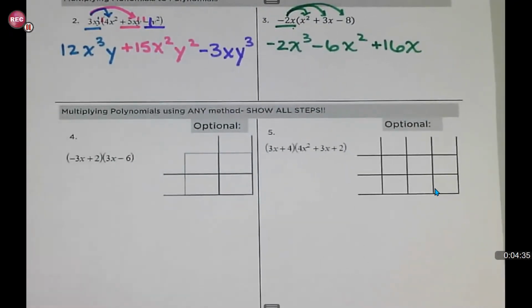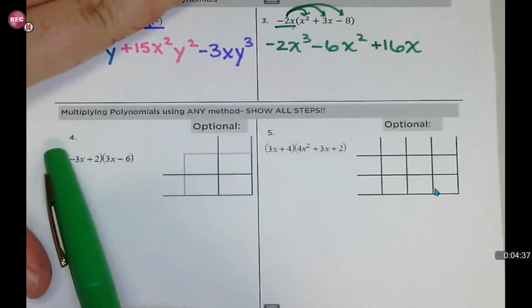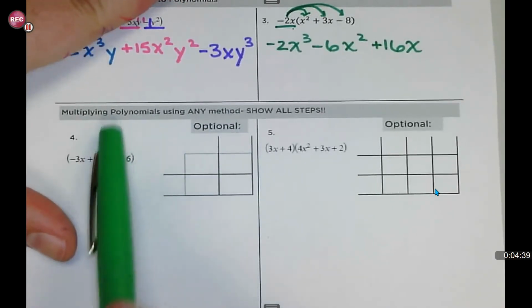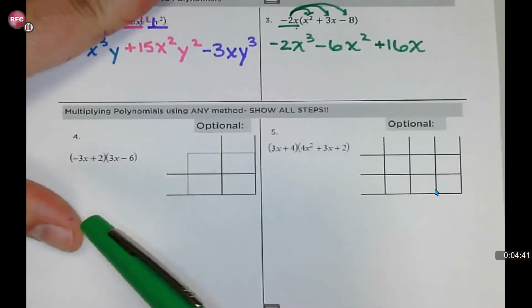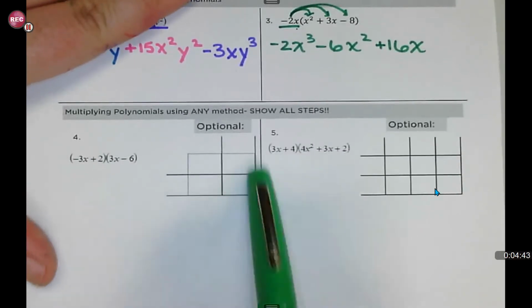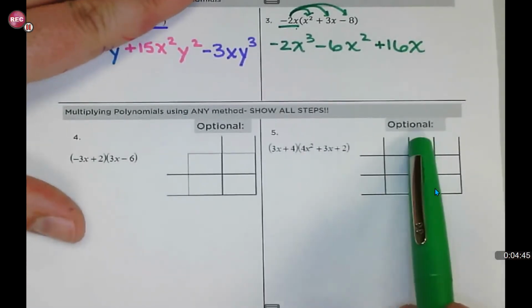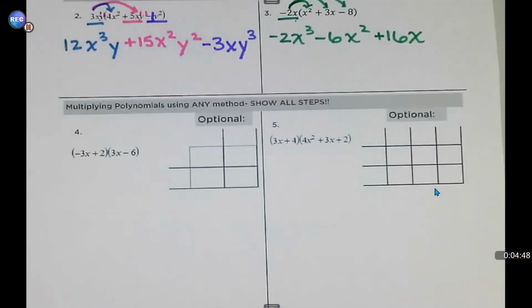Okay. Now, here, you multiply polynomials times each other, so 2 or more terms. And you can use any method. Notice I gave you boxes and I wrote optional. I'll do one with the box method and one with what I call the mailman method.